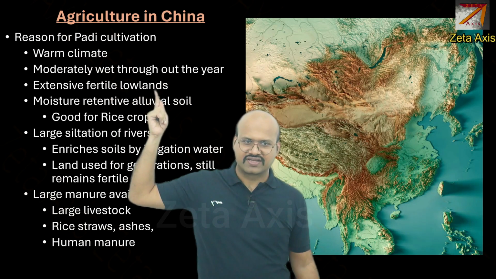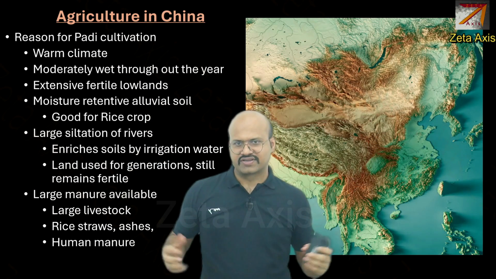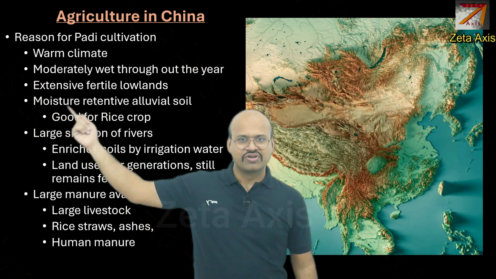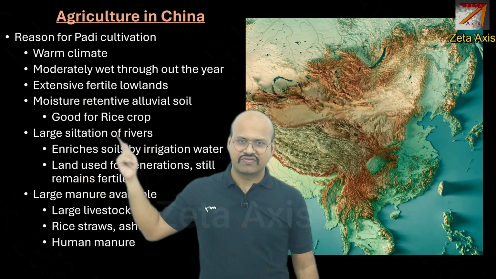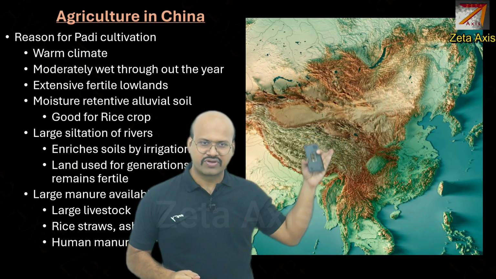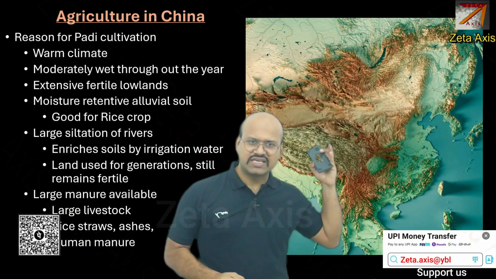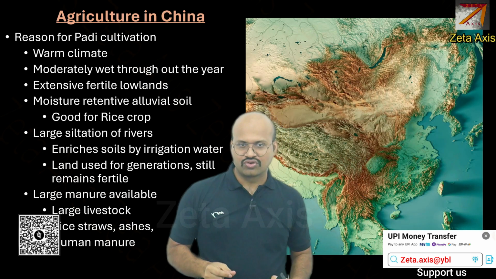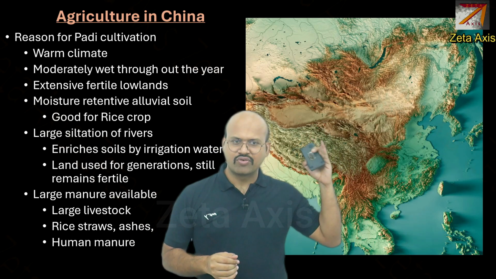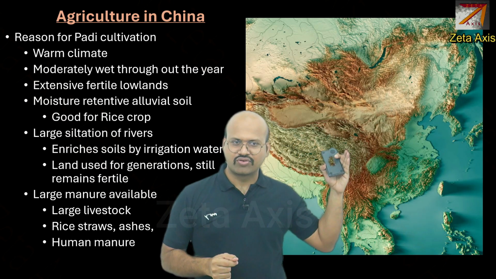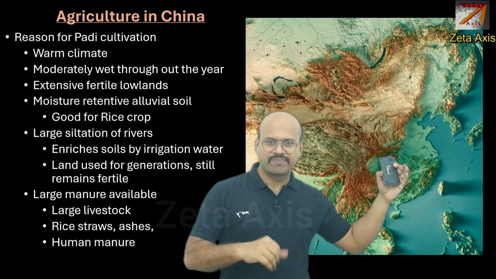Extensive fertile lowlands are there. So we see that these are the lowlands over here, and they are very vast regions. The soil is also moisture retentive, which is good for the rice crop. There is large siltation of rivers. Here we can see that these are the mountains and rivers. They originate from these mountains and flow into these oceans. Now in these mountainous regions, rivers are known to cause siltation, that is, they cause erosion of the mountains.